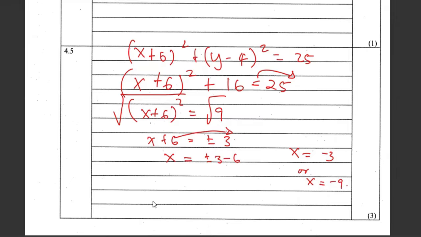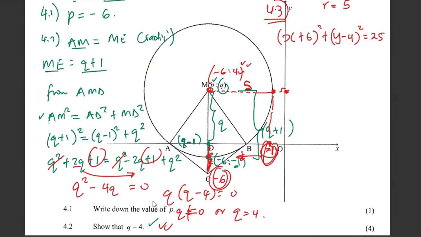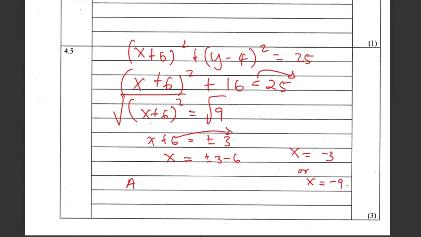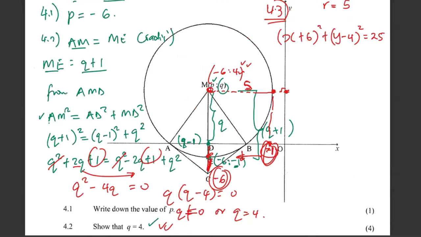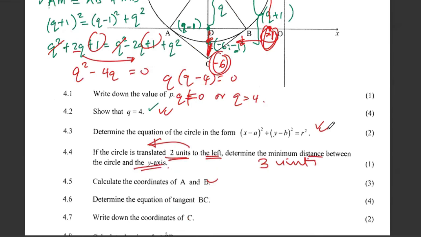So if that is the case, negative 3 and negative 9, I know that A is the farthest, which is going to be negative 9 and 0. And then B will be negative 3 and 0. All right. And then we move on to question 4.6.